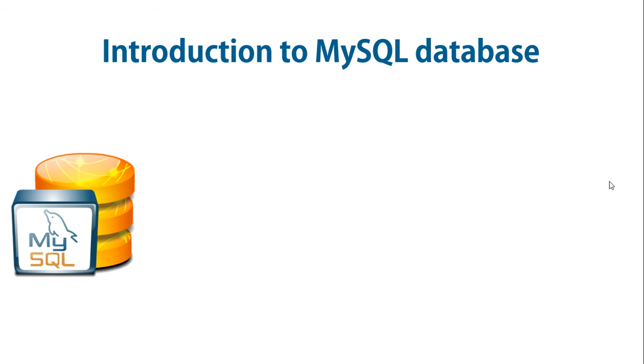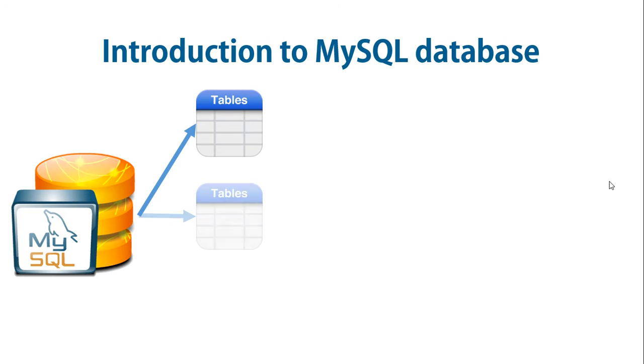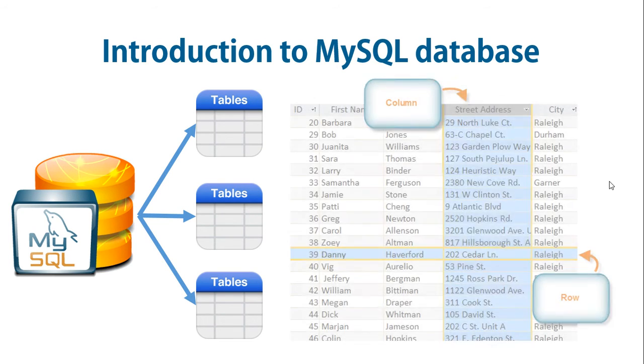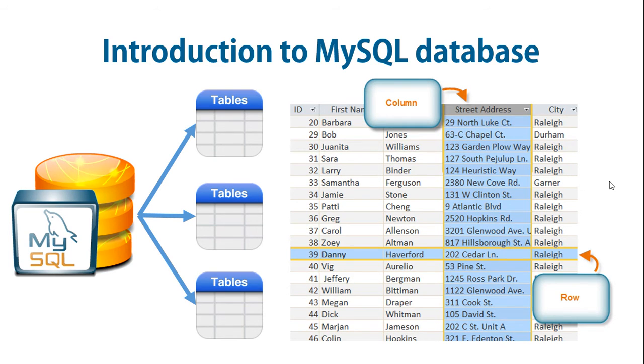A MySQL database contains one or more tables. Each table contains records or rows. Within these rows are various columns or fields that contain the data itself.